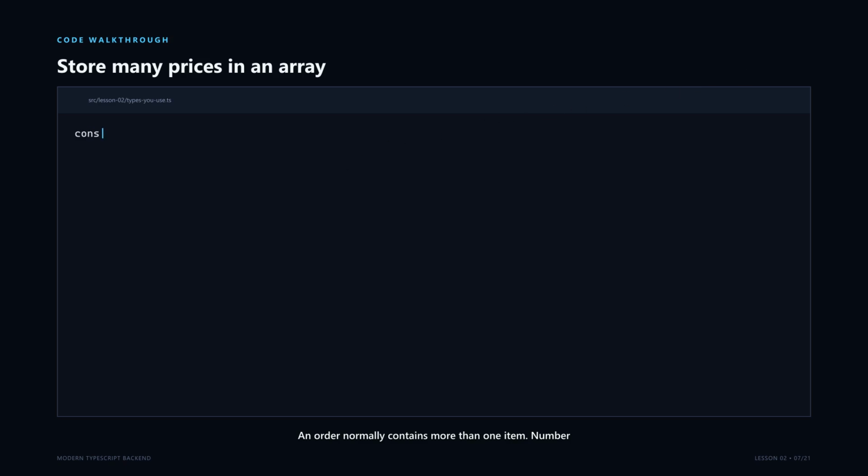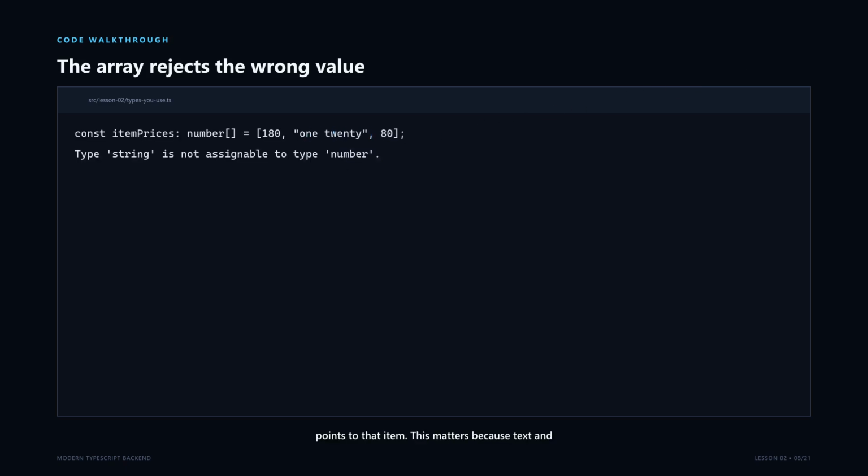An order normally contains more than one item. Number followed by square brackets means an array containing numbers. TypeScript now checks every price we place in this list instead of making us inspect each value manually. If someone writes 120 as text, TypeScript immediately points to that item. This matters because text and numbers behave differently during addition. Catching the mismatch here prevents a confusing total later.